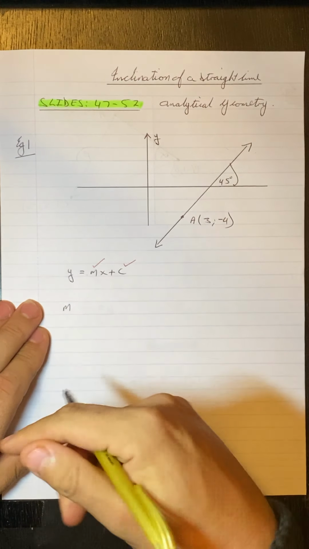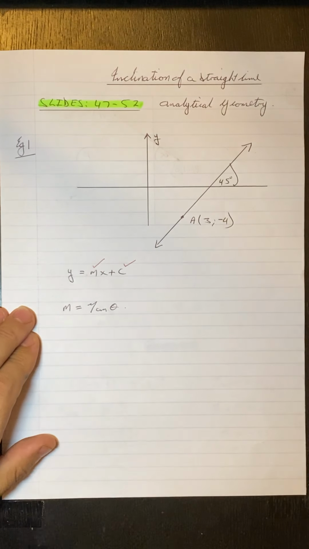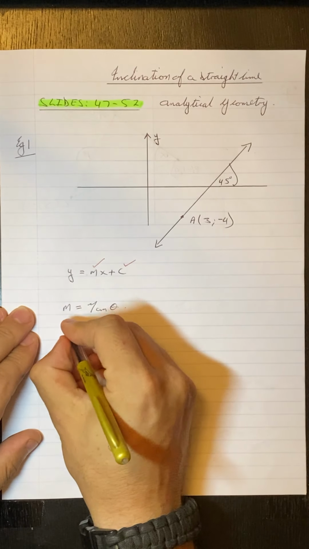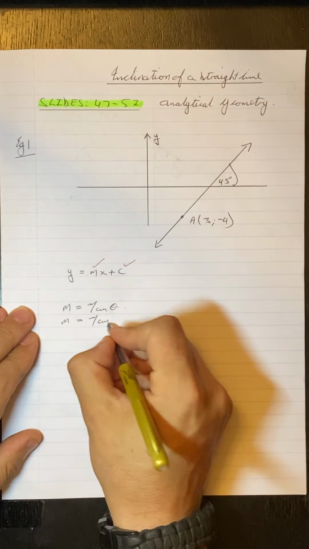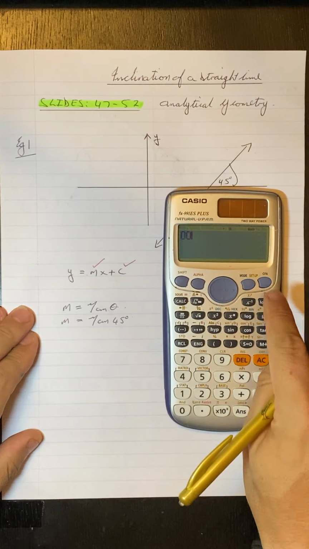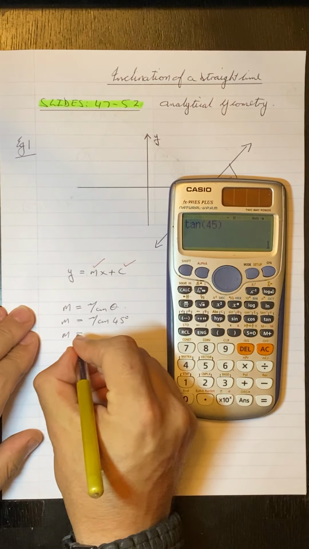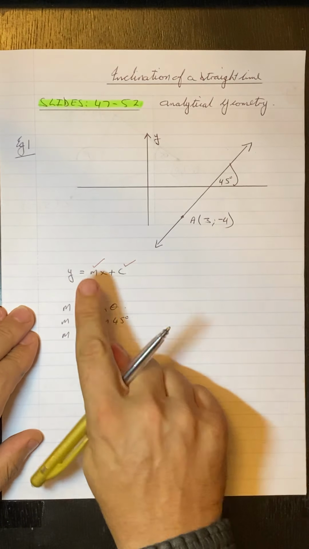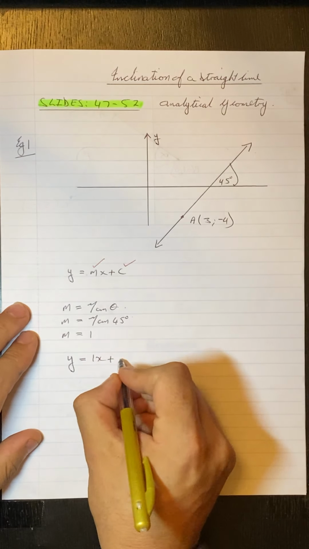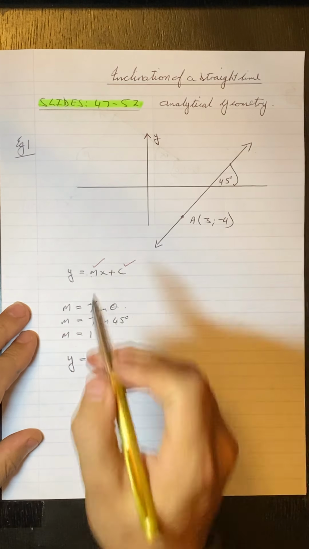Now, we know from the previous video that m is equal to tan theta. Now we know what our angle of inclination is. It's 45. So m is equal to tan 45. You can just put that right into your calculator. Tan 45 equals, and you get m is equal to 1. So now, with this equation over here, we get y is equal to 1x plus c. You don't have to put the 1 there. I've just put the 1 there just to show you where it goes.